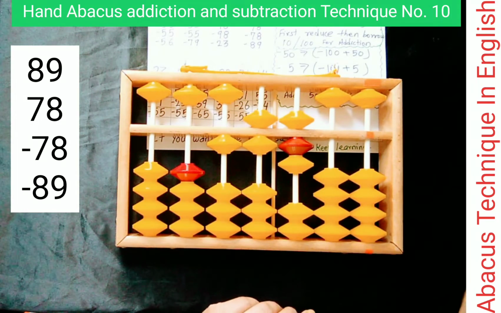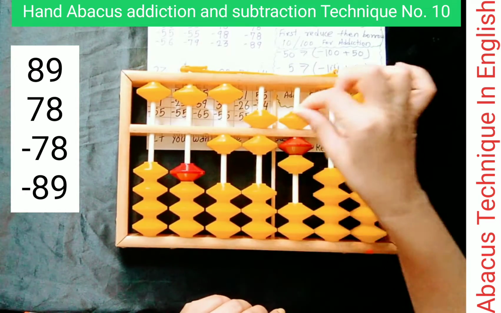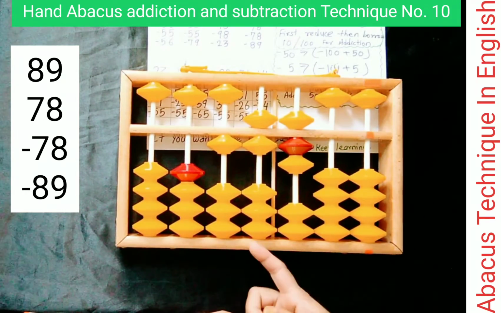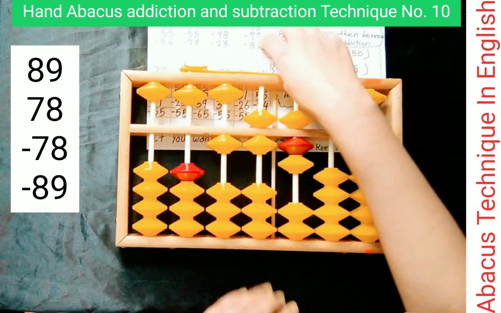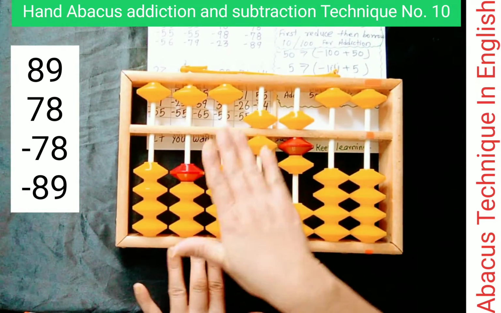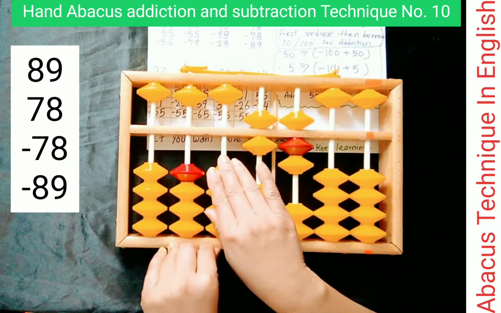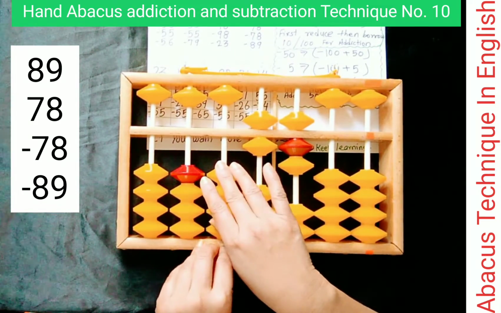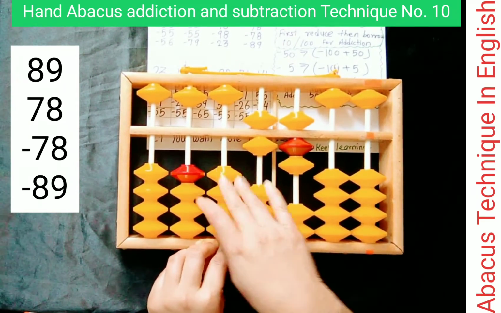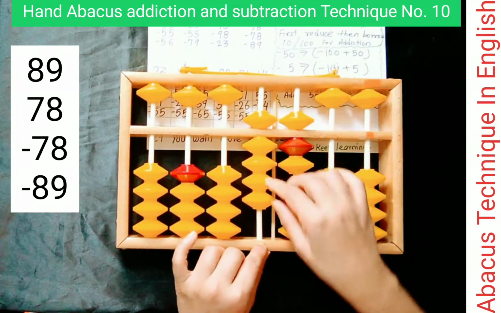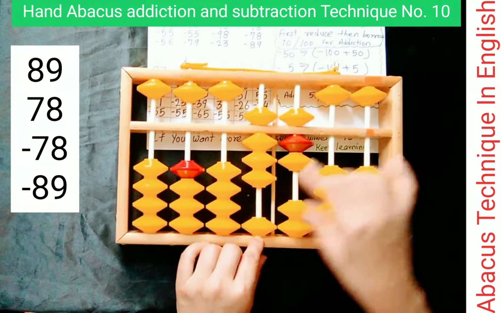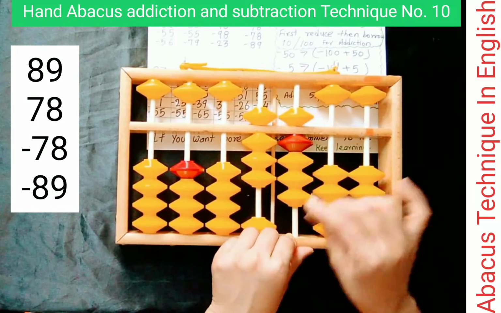Next is reduce 78. So we have only 60 here, so we can't reduce 70 from this rod. So we have to borrow this 100 to reduce 70. You have to reduce 100 first. And 7 and 3 are friends, means 70 and 30 are friends. We are reducing 70 means we have to add 30 here. And to reduce 8, first reduce 10 and add 2.